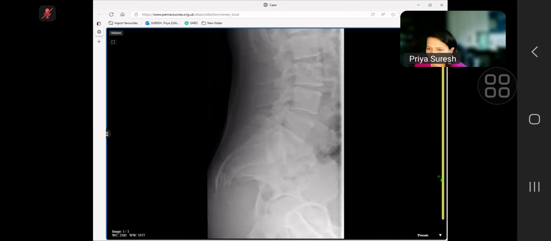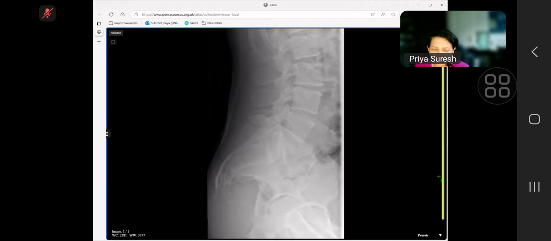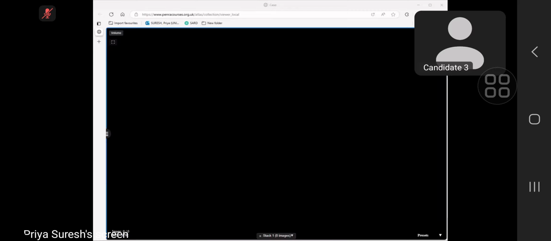And then after confirming the diagnosis, we'll refer the patient to the oncological or orthopedic multidisciplinary team for further management. So what do you want to do next? I would like to see the MR pelvis with contrast of the patient.